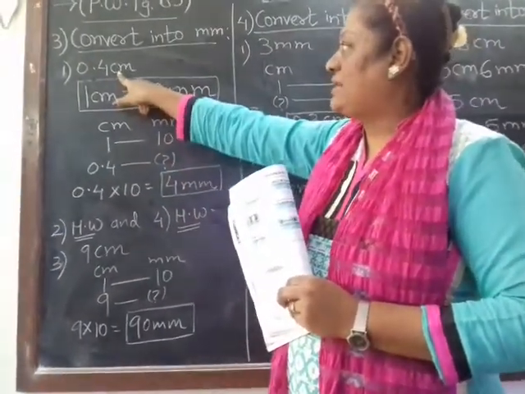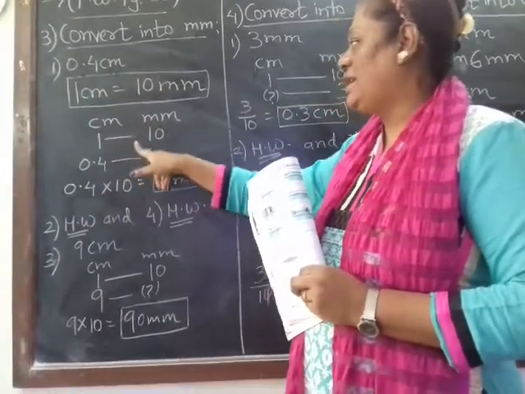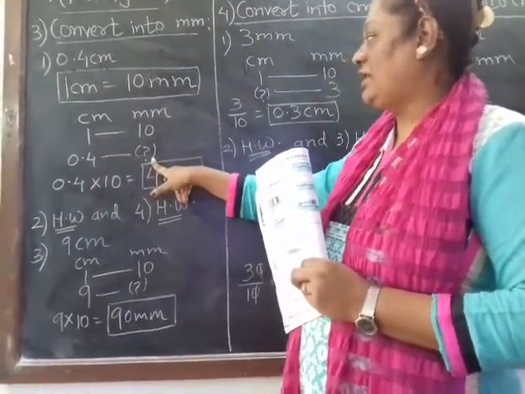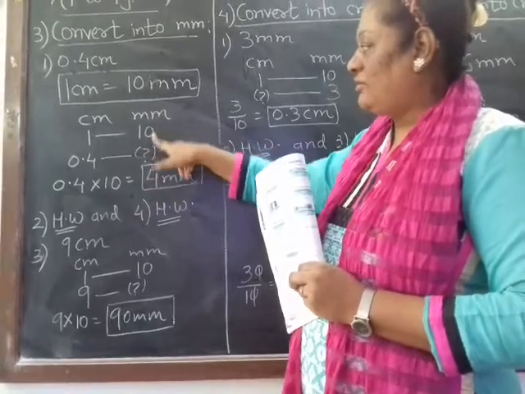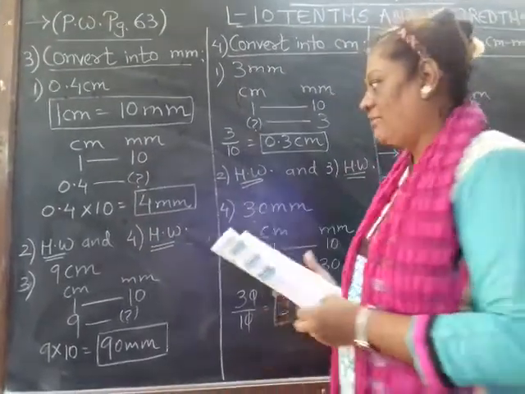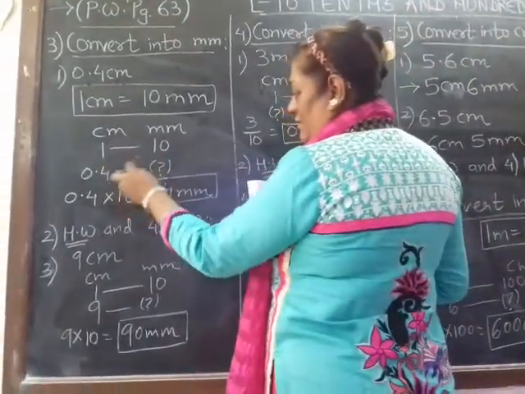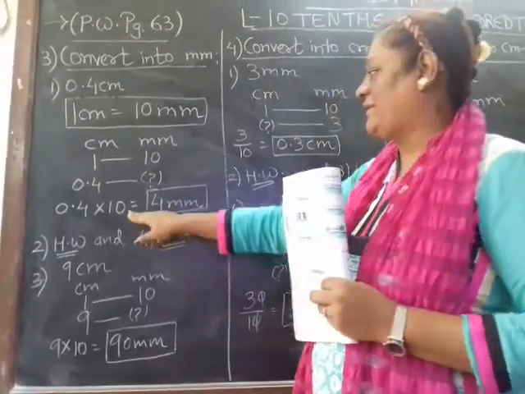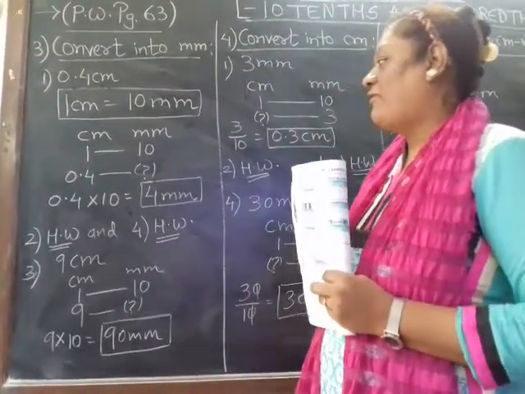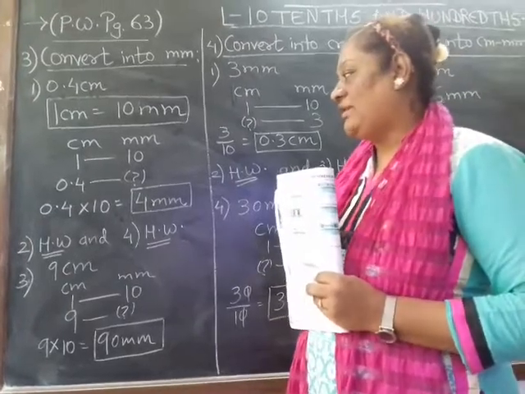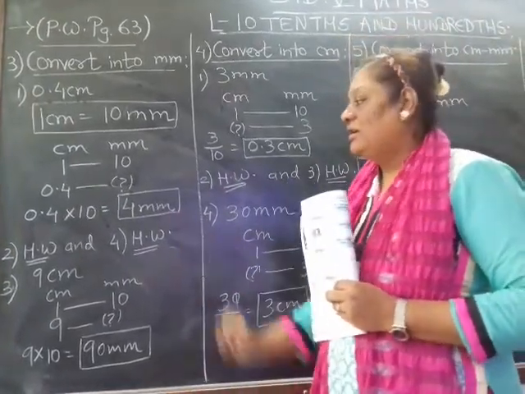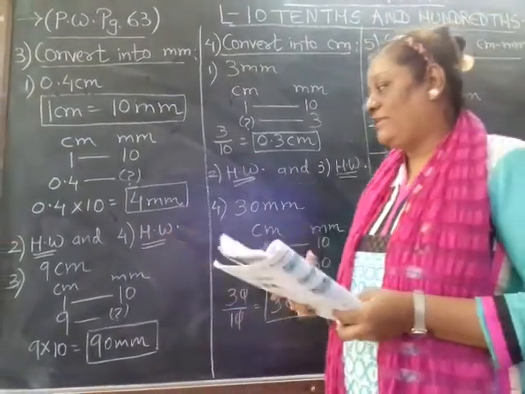So how many centimeters are given? 0.4 centimeter. We need to convert into millimeter. So in the unit of millimeter I have made a question mark. So in a cross multiplication 0.4 will be multiplied with 10. So answer is 4 millimeter. Clear?